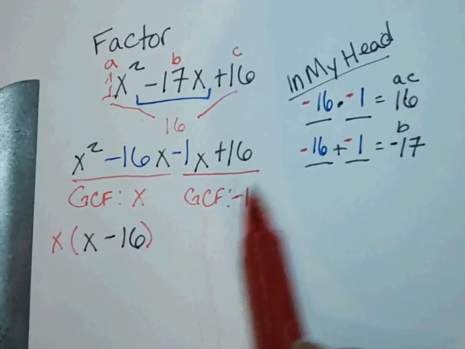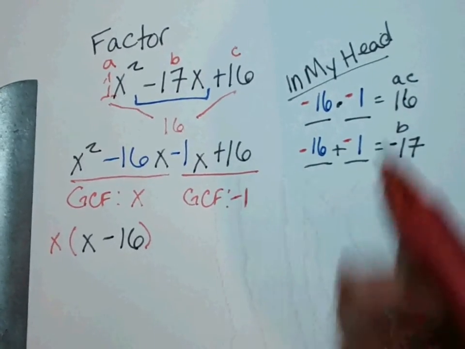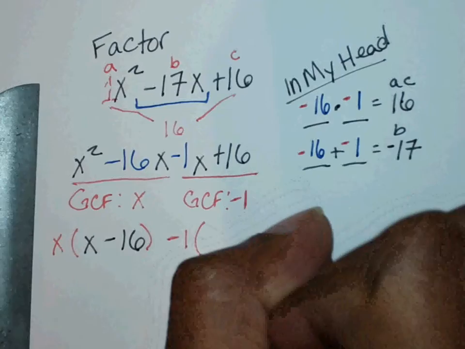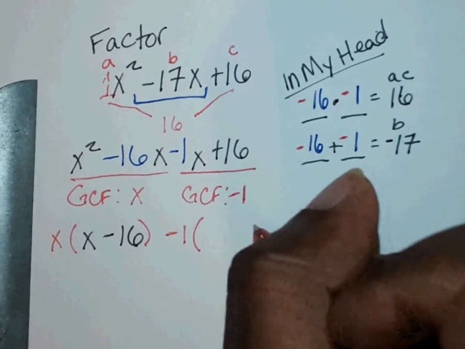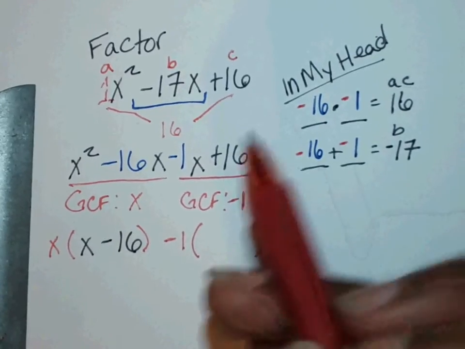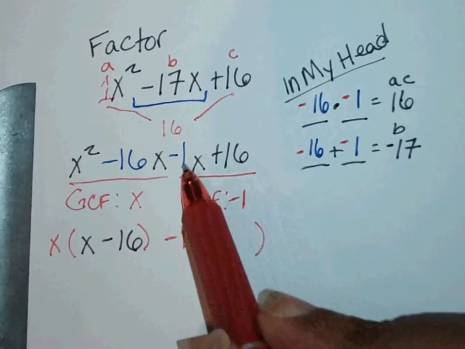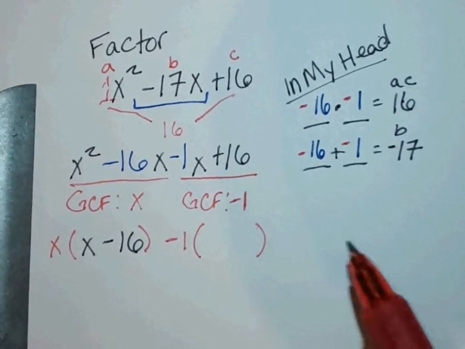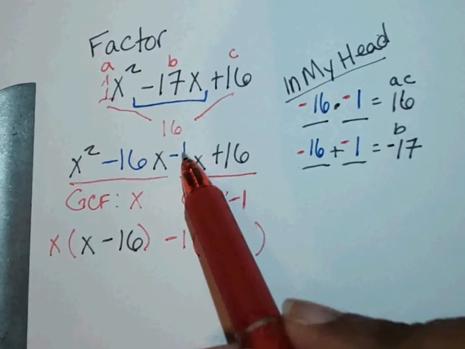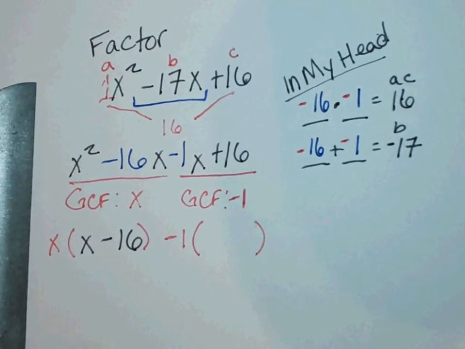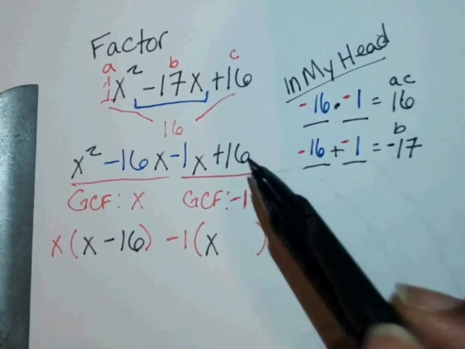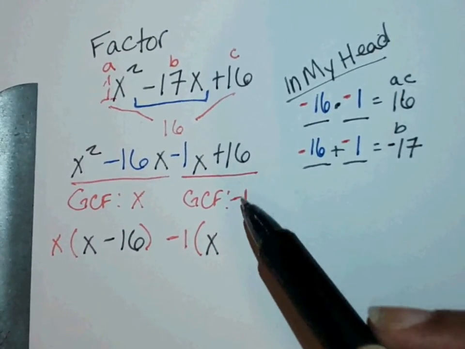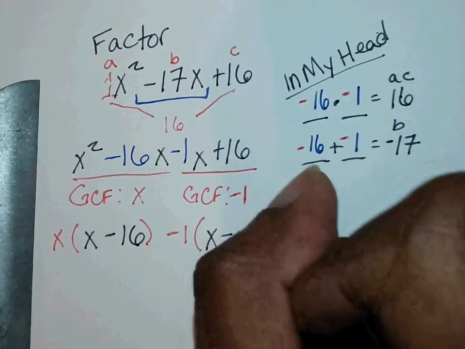In my second group, and I'm only looking at this group now, I have my GCF as a negative 1. Since I have my GCF as a negative 1, I have to think of dividing all of the coefficients by negative 1. So negative 1 divided by negative 1 is just a positive 1. So I'm just left with a positive 1x here. Positive 16 divided by negative 1 is negative 16.